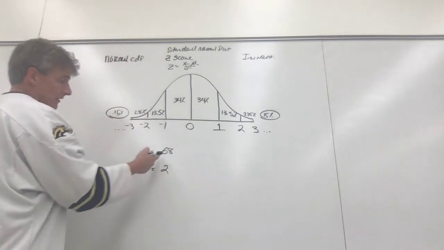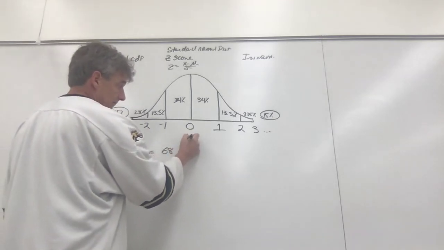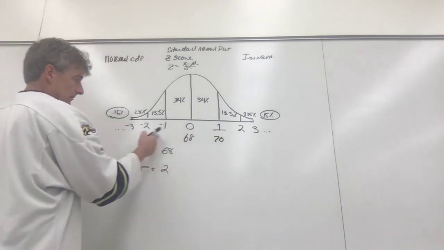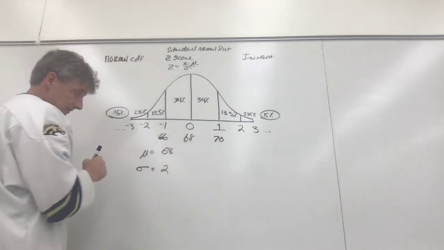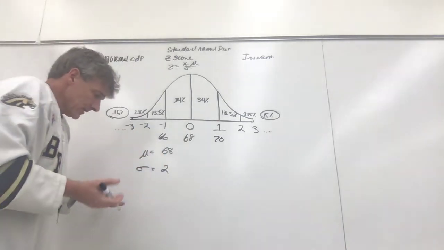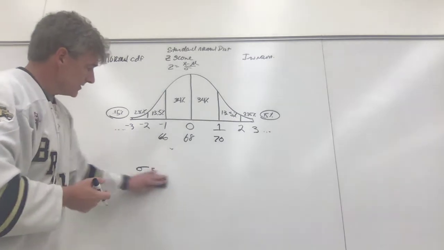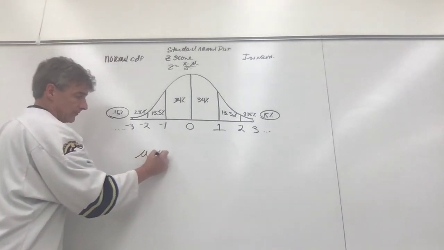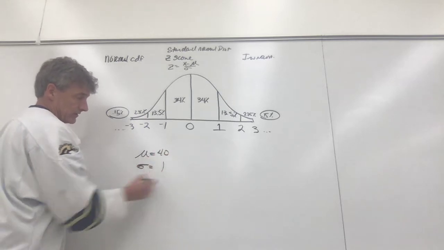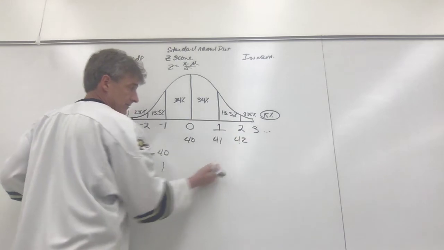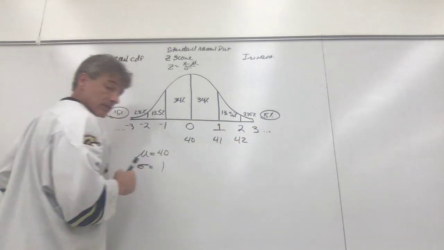So the z-score for 68 is 0. The z-score for 70 is 1. The z-score for 66 is negative 1, assuming those are right. But don't get hung up on whether they're right or not. It's just any mean. We can just say the mean is 40 and the standard deviation is 1. Here's 40, here's 41, here's 42, and the z-scores go with it.